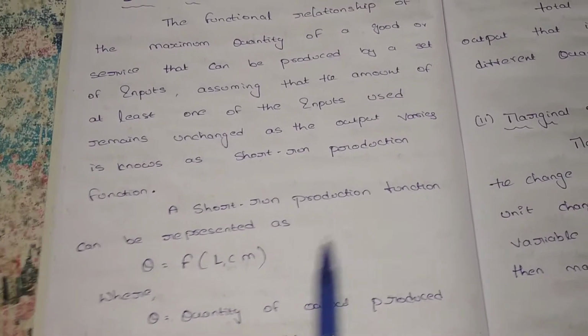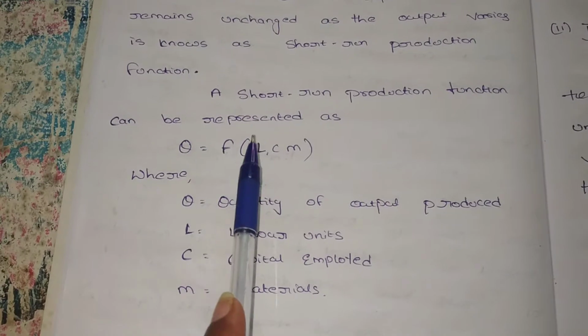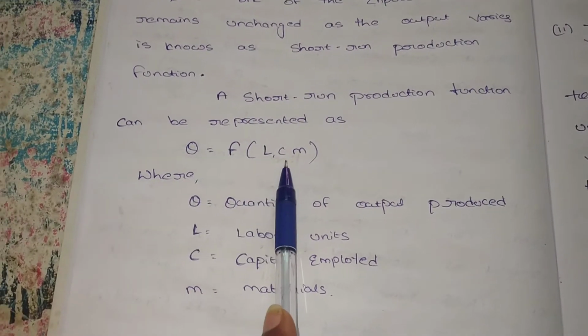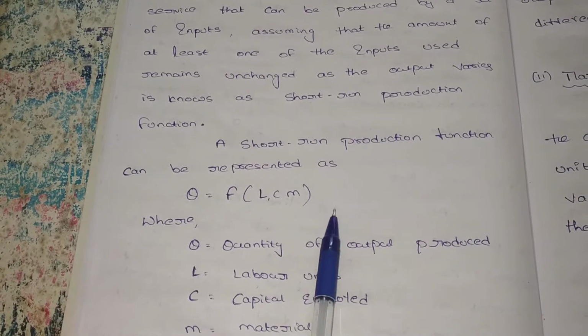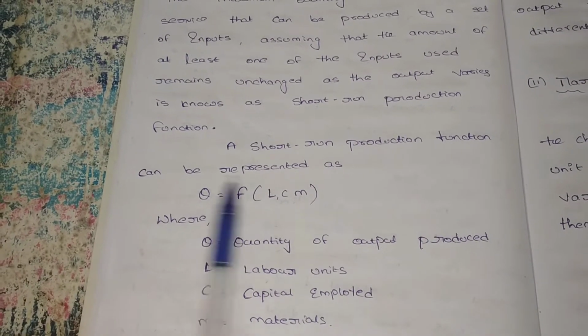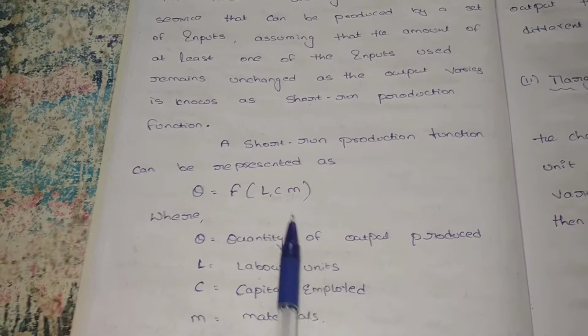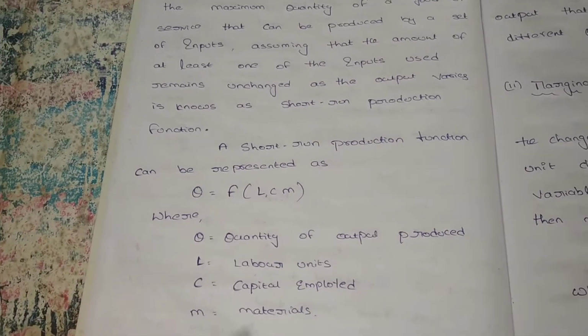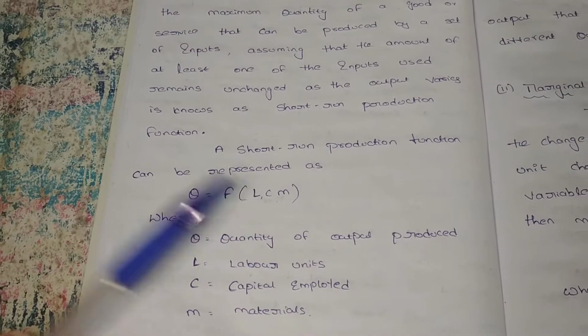A short run production function can be represented like this: Q is equal to f of L comma C comma M. Q is the quantity of output produced, the products we are producing, and L means labor, C means capital, M means material. Here we are taking three variables, labor, capital and material, for producing our output.